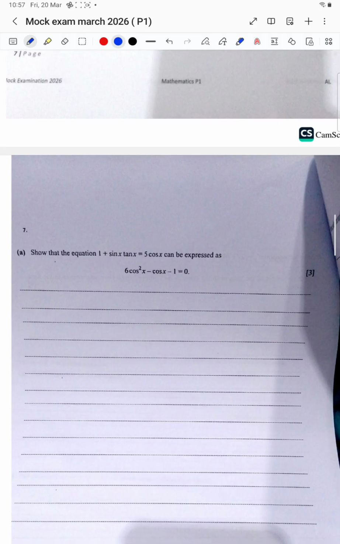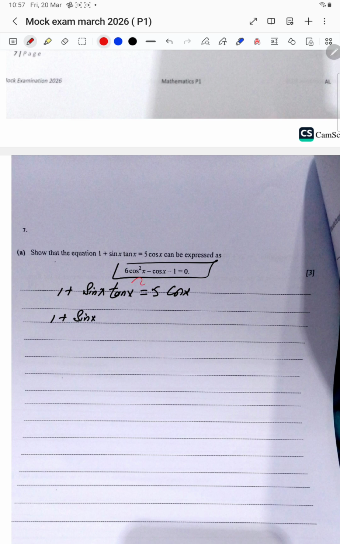Here, show that the equation, taken from trigonometry: 1 plus sine of x times tangent of x equals 5 cos of x, can be written only in terms of cos. So it's a very easy question. Simply you need to resolve this tan into sine over cos, sine x over cos of x. We have the ratio, and 5 cos of x as it is. Okay, let me write with the other color. 5 cos of x. Now multiply each term, or you can take the LCM.